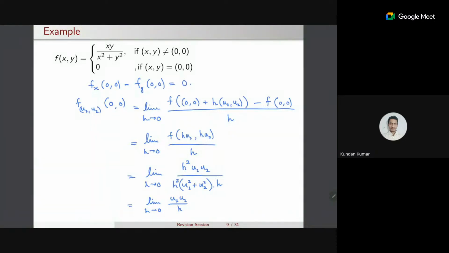Now, what is the nature of u1 u2 divided by h? u1 and u2 are some constants. It's a constant direction vector. It is not some function of h. So this is nothing but u1 u2 times the limit as h goes to 0 of 1/h. Well, this I should not write, because I can do that only if the limit exists. So strictly speaking, I should not do that. The thing that I have to analyze is u1 u2 divided by h. What is the nature of u1 u2 divided by h as h goes to 0?